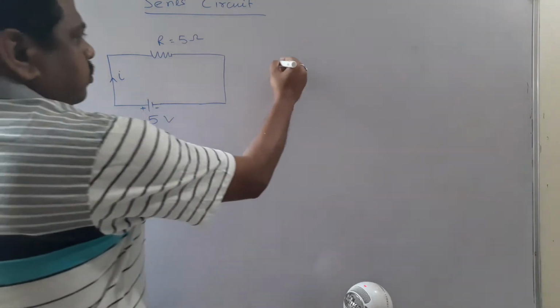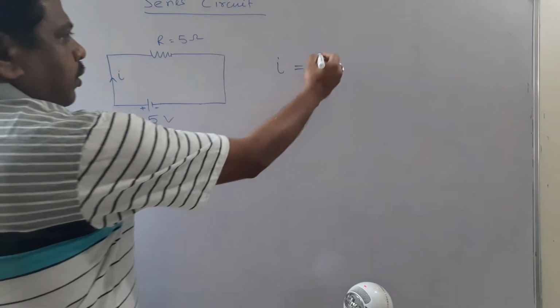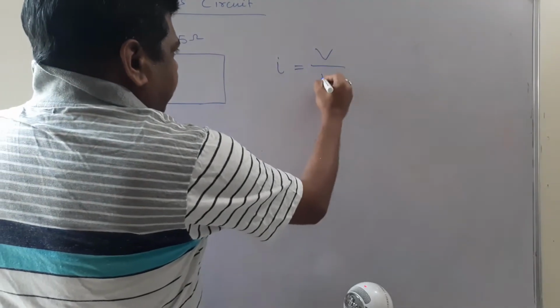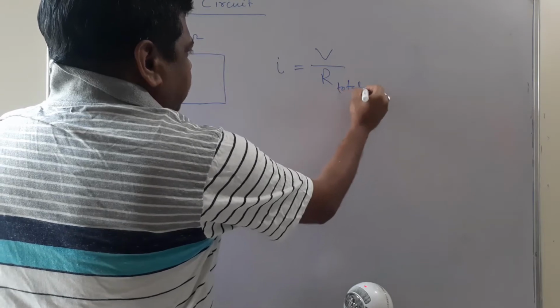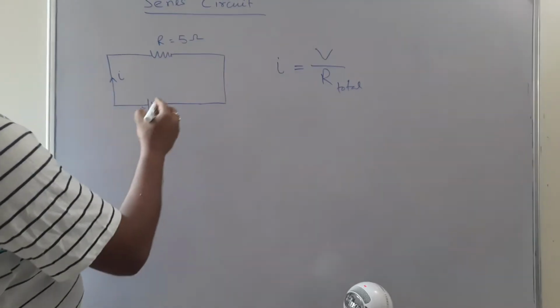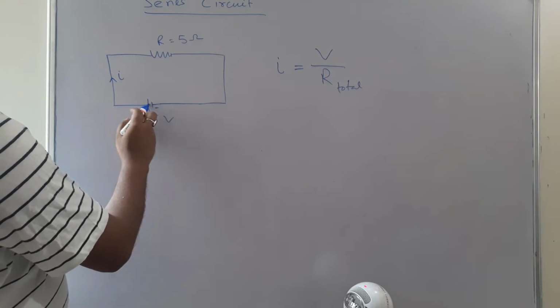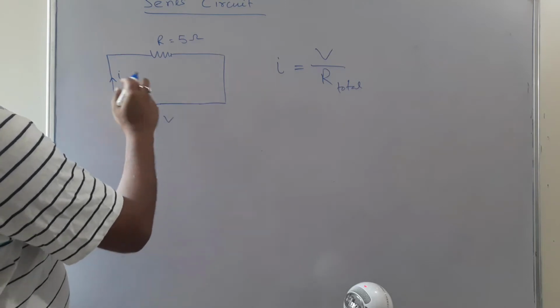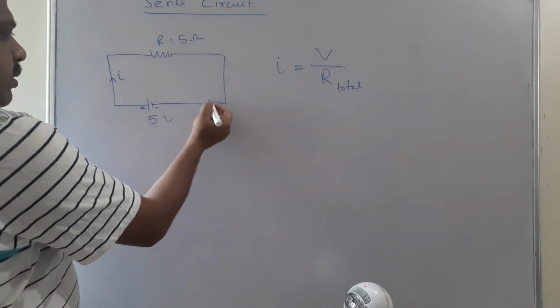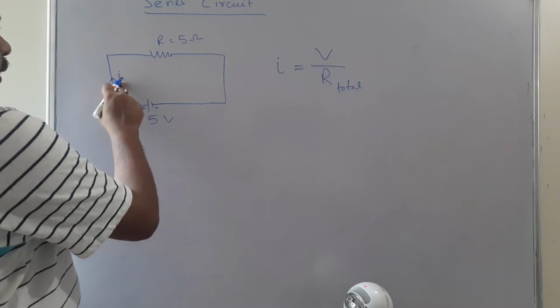Okay. So how will you calculate the current? So I equal to V by R. You write total of the circuit. I mean this is the path. This is your path of the current, right? So it is a closed path. So if you break it at some point, then the current will be 0, right?